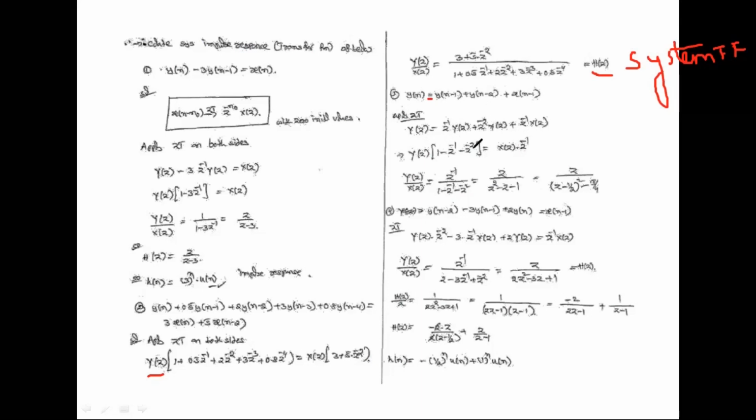1 minus z inverse minus z power minus 2. Take the Y of z as common. Write Y of z by X of z, and convert the negative powers into positive powers: z square by z square minus z minus 1, which is z by z minus 1 by 2 whole square minus 5 by 4. It is in the form of cos, z by z minus a whole square minus b here.